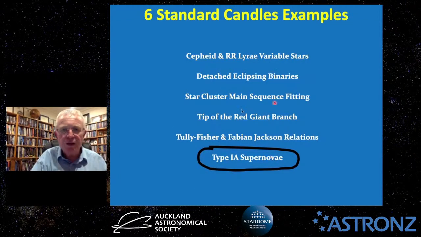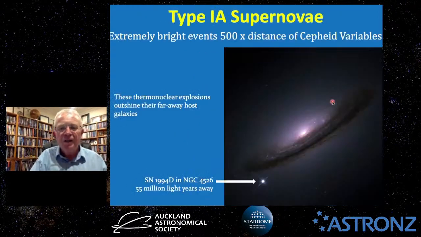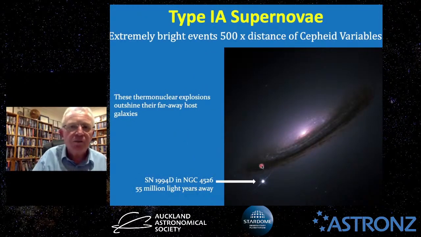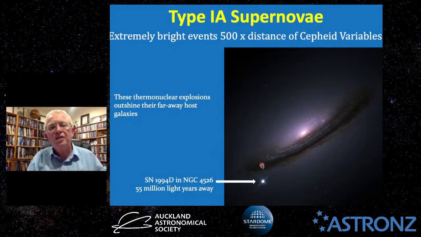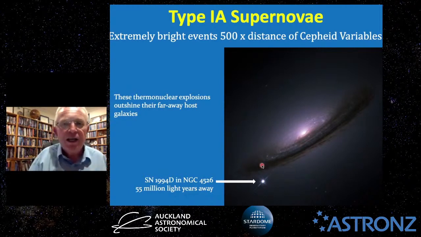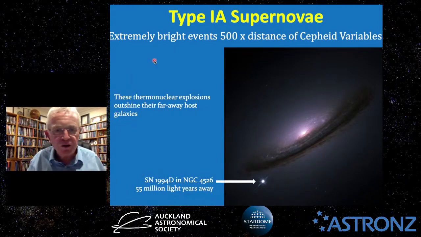So now the last example of the standard candles, the type 1a supernova. These are very, very bright events. You thought Cepheid variables could be seen from a long, long distance. Well, these can be seen at 500 times the distance. They're just extremely bright. You've probably heard of supernova explosions. Out of all of them, these type 1a supernova explosions are thermonuclear explosions. They are the brightest of the lot.